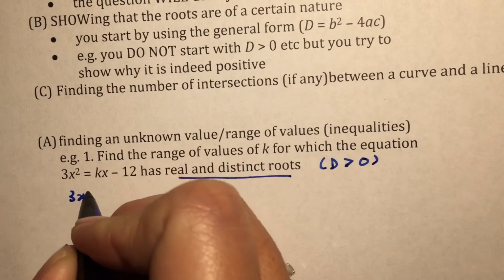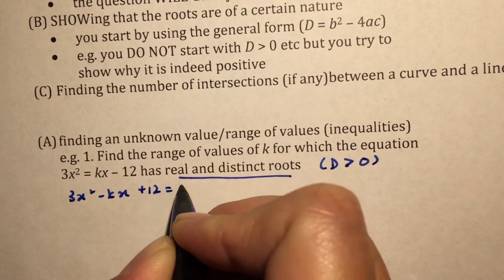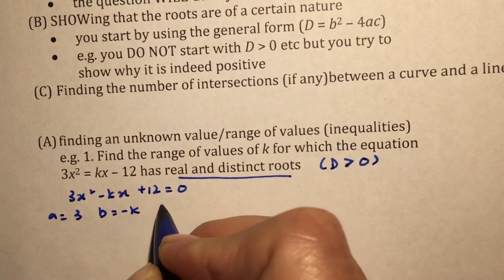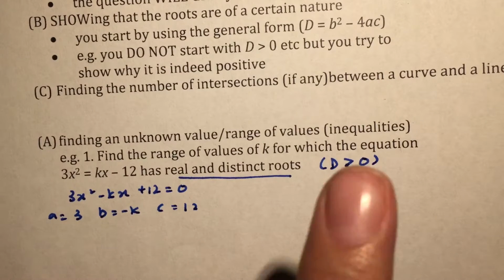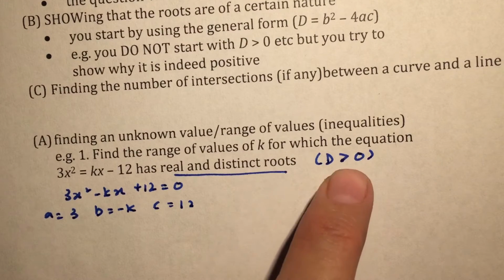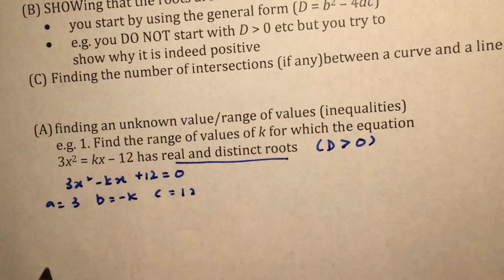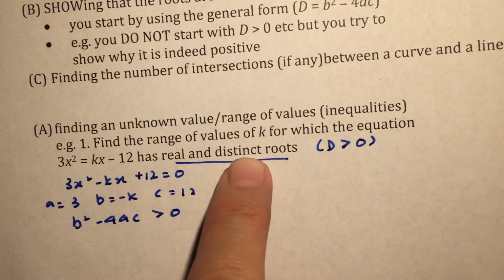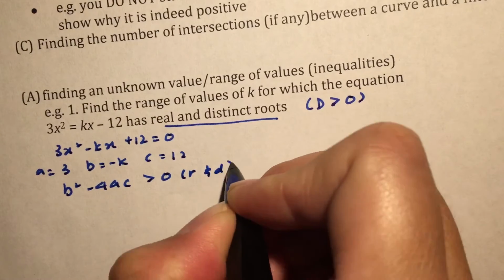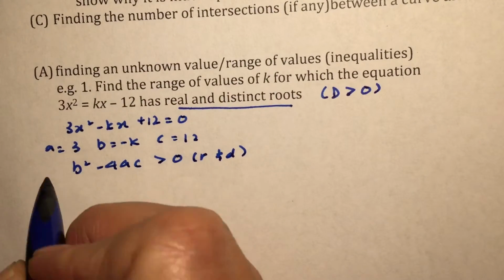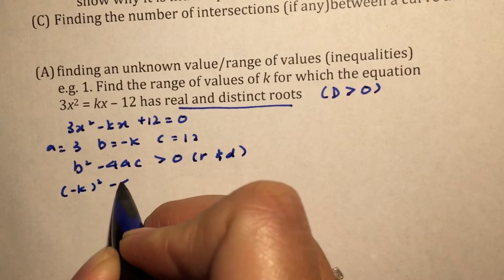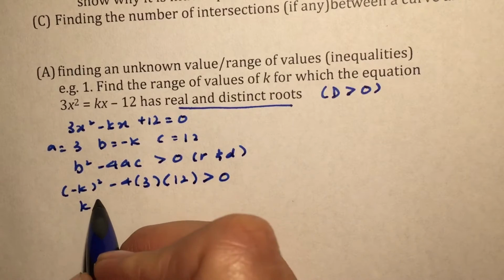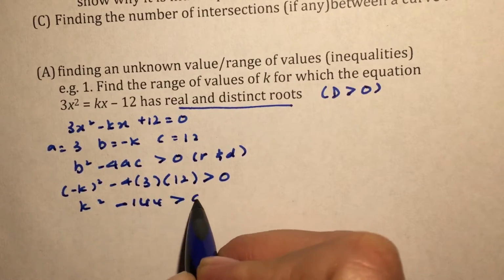So I'm going to have 3x squared minus kx plus 12 equals to 0. And this will give me a equals to 3, b equals to negative k, and c equals to 12. Now since I've been already told that they have real and distinct roots, I have a positive discriminant here. So b squared minus 4ac is supposed to be positive. I know this because it's real and distinct. You may want to write this down to keep it in mind. So I have my b value, which is negative k, my a, which is 3, and my c, which is 12. So this gives me k squared minus 144 is greater than 0.